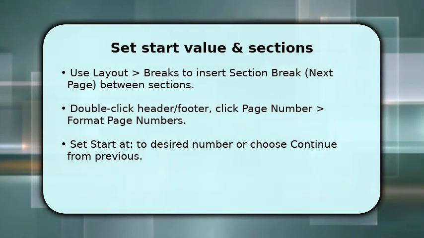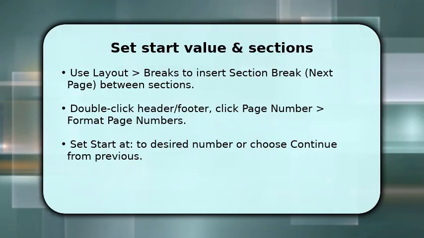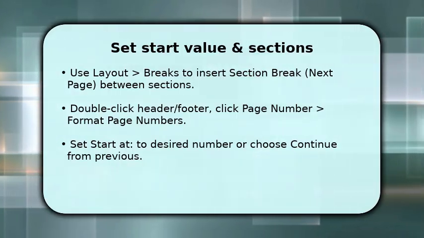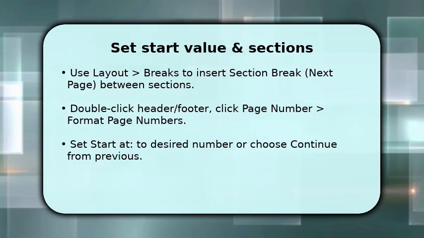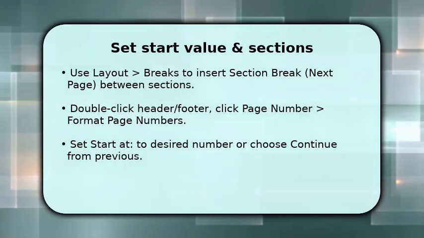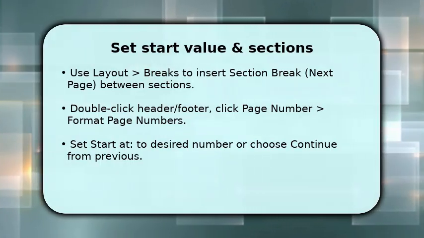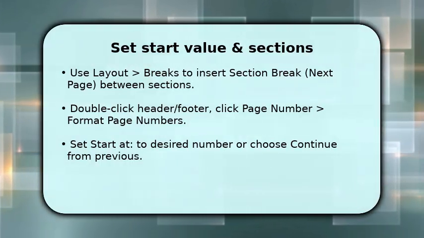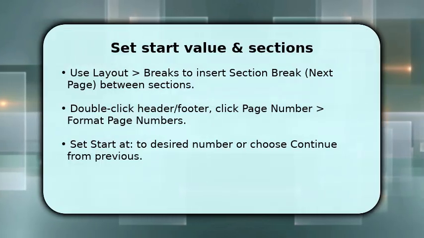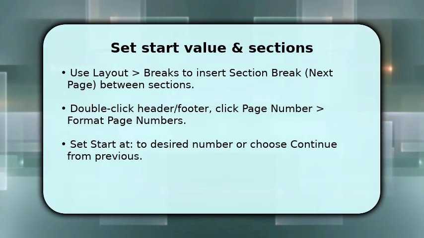If you need different numbering styles or to restart numbering, insert a section break, next page, from layout breaks where the change occurs. Then click Page Number Format Page Numbers and choose Number Format and start at Value. If continuing from a previous section, select Continue from Previous. Make sure Link to Previous is off when you want different headers. This prevents unwanted propagation of numbering settings.